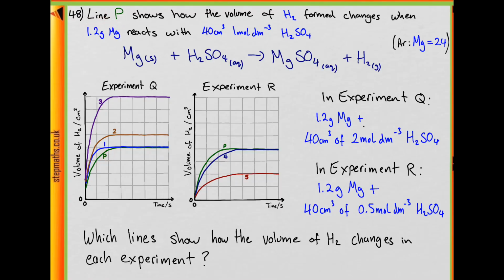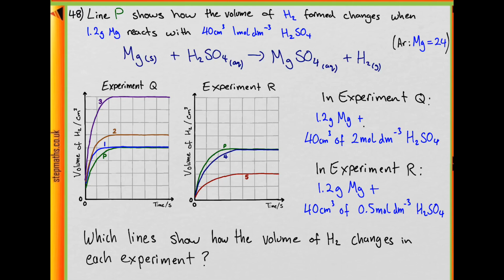Line P shows how the volume of hydrogen gas formed changes when 1.25 grams of magnesium reacts with 40 cm³ of 1 mole per dm³ sulfuric acid. In experiment Q, we double the concentration of the sulfuric acid, and in experiment R, we halve the concentration of sulfuric acid. So which lines show how the volume of hydrogen changes in each experiment?